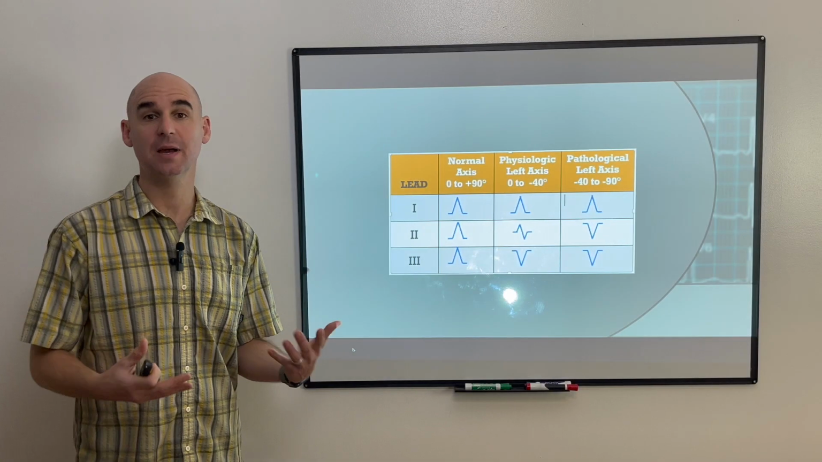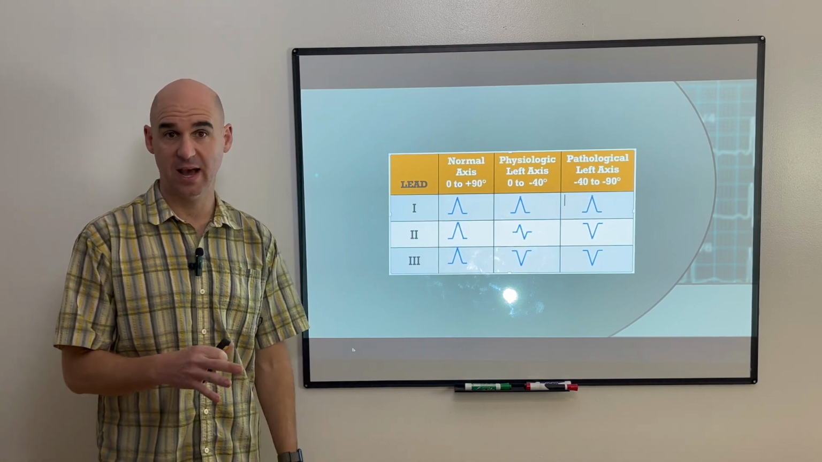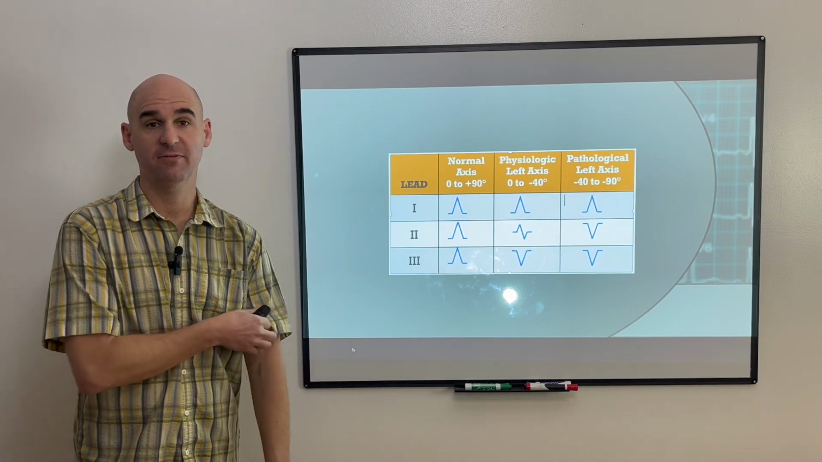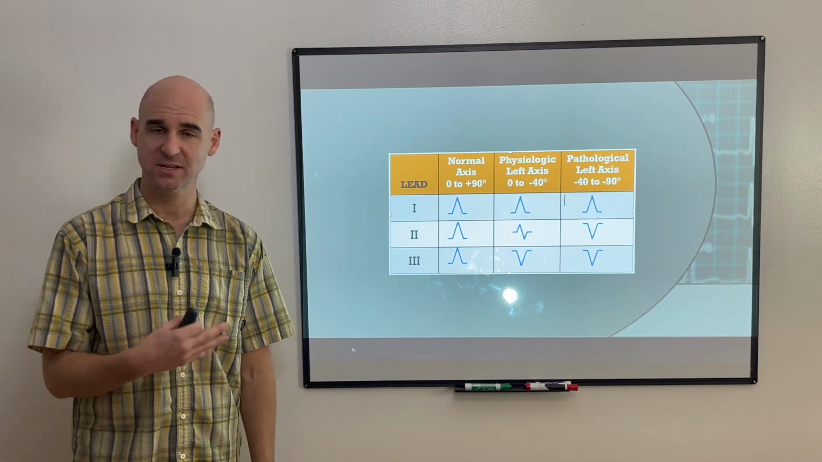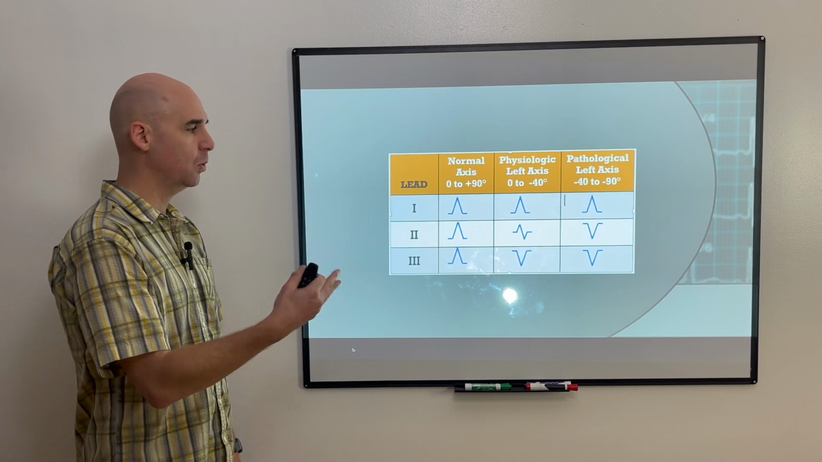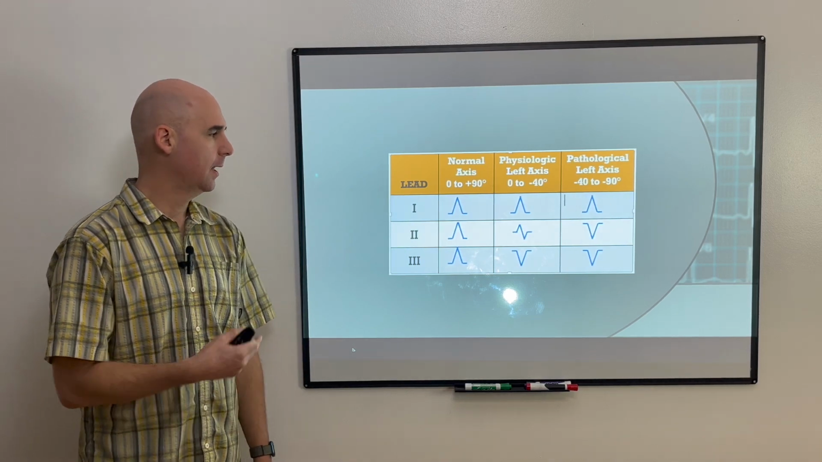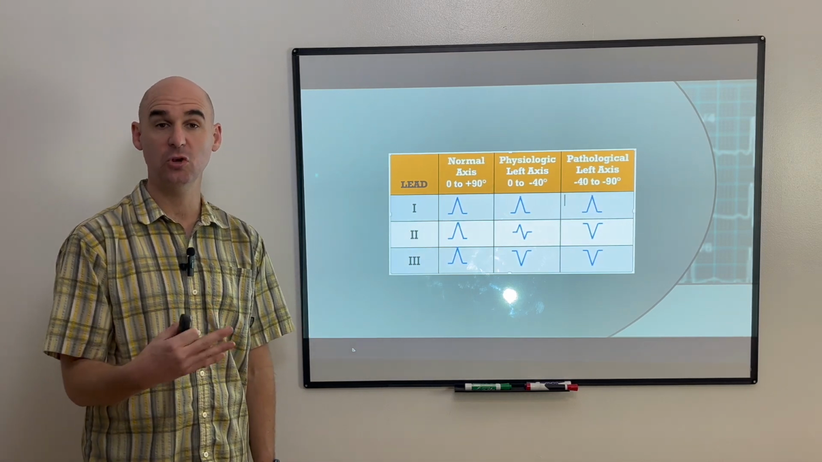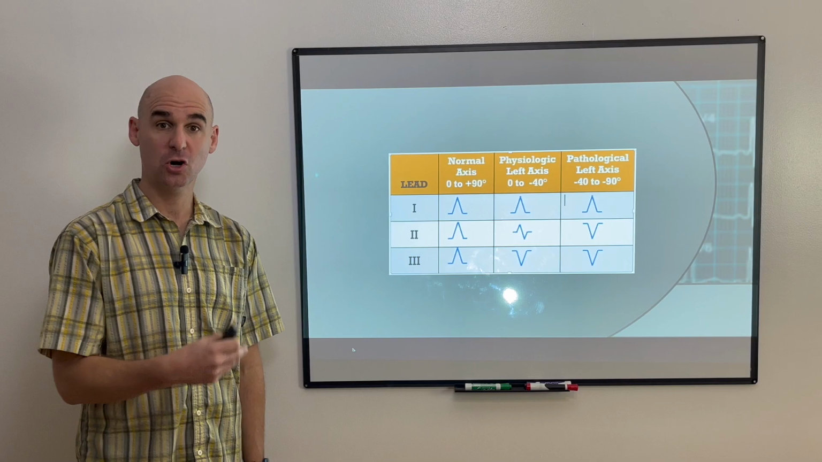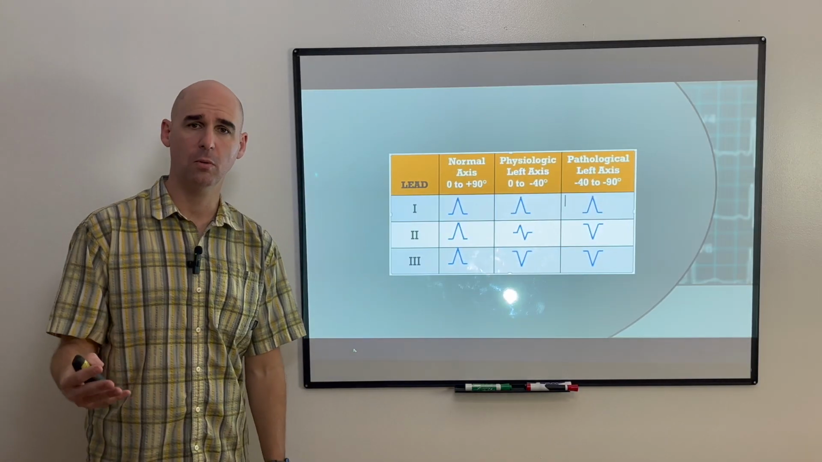So a nice way of summarizing all this is going to be with an axis chart. And I certainly did not invent this. You can find this easily on Google if you search for axis charts or axis determination charts. And this one we'll kind of work through. We'll kind of add as we go. But you can see on here, it's a nice way of summarizing or using as a quick reference for determining our axis deviation. So we already talked last week about normal axis.